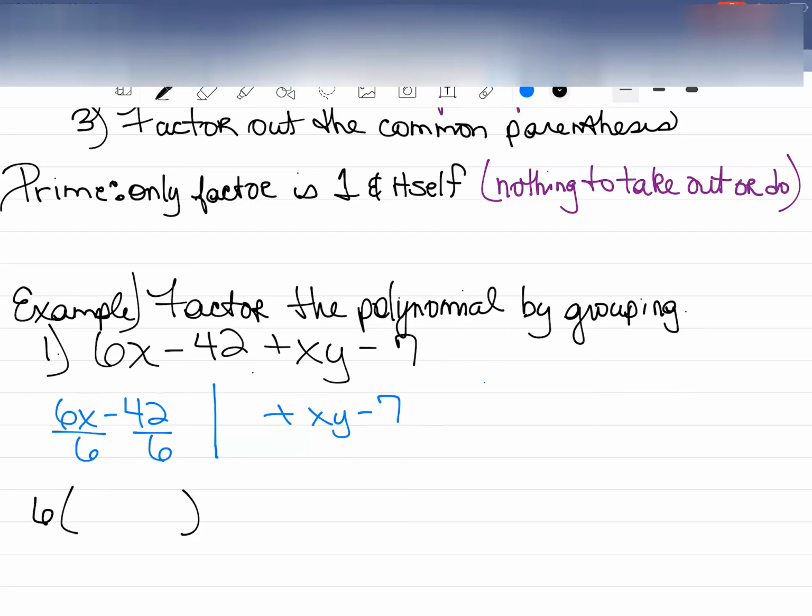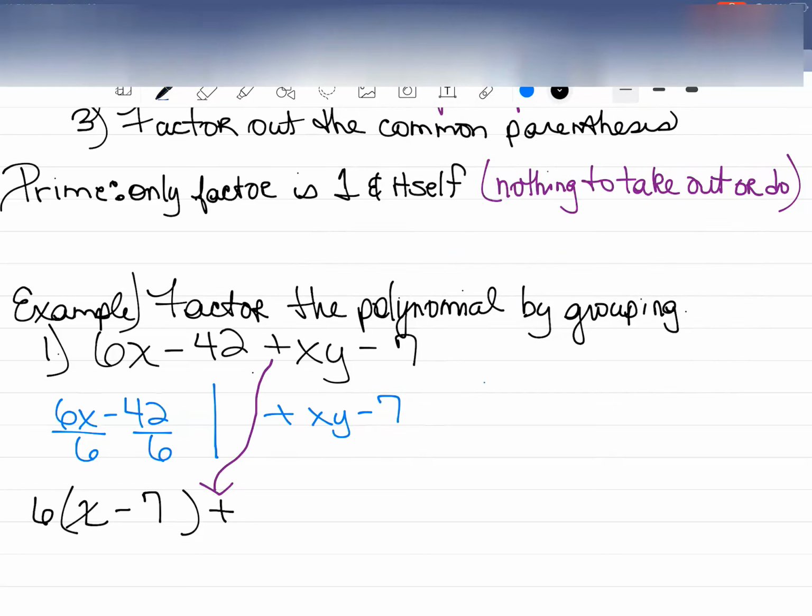So that means I'm dividing each piece by the 6. 6x divided by 6 is just going to give me the x. And I'm going to copy down that sign because I'm factoring out a positive, so my signs stay the same in the parentheses. 42 over 6 is a 7. Now I'm going to go to the second 2. The sign that was in front of that third term, I just copied down.